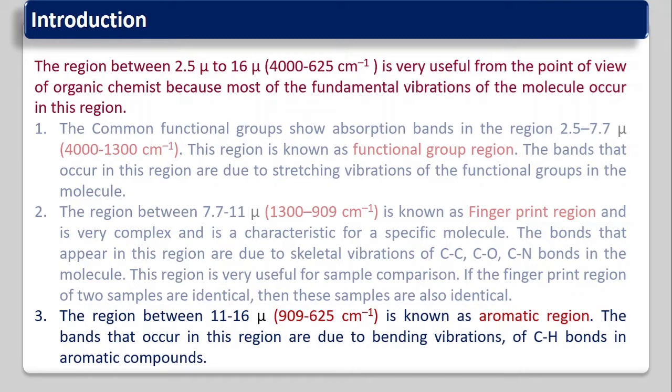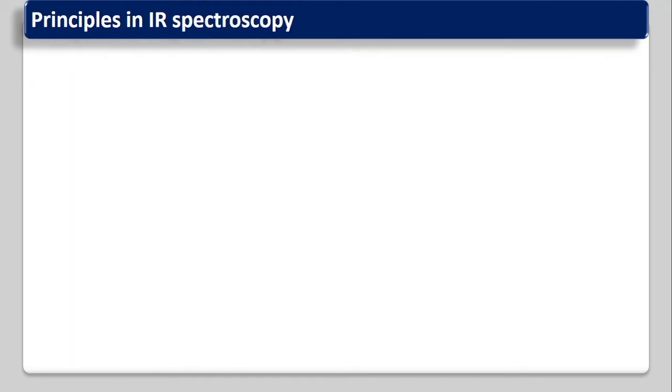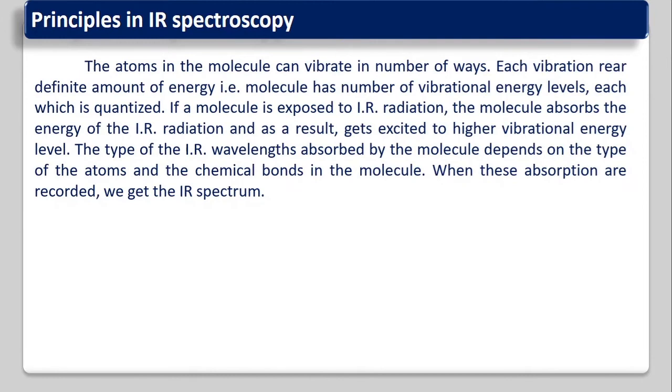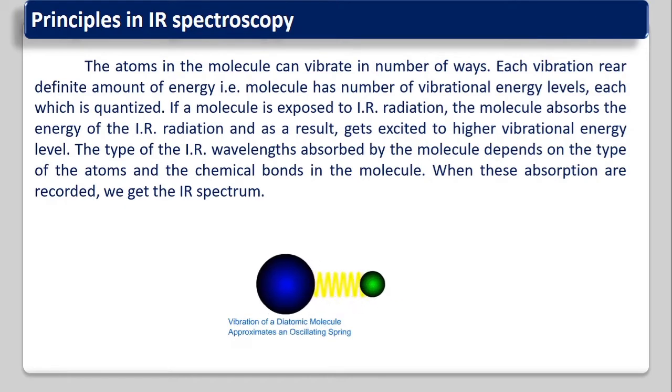So likewise. Now we'll see the principles in spectroscopy. What are the principles which are used in IR spectroscopy? The atoms in the molecule can vibrate in a number of ways. So the atoms in the molecules that are bonded to each other, those bonds are not rigid. Those bonds are like a spring. So these bond lengths also undergo contraction, relaxation, contraction, relaxation.